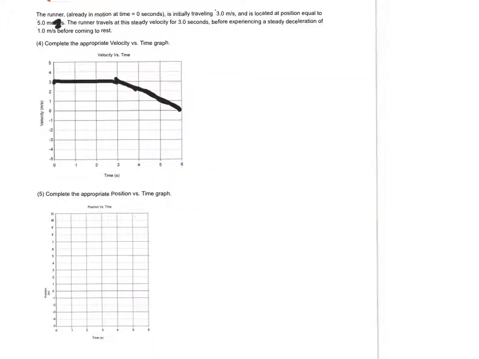Our position versus time graph, a little bit more complicated. We begin at negative 5 meters at time equals 0. And we experience a constant positive velocity for the first 3 seconds of positive 3 meters per second, which means we end up at position negative 2, and then we end up at position positive 1, and then we end up at position positive 4. So let's see if we can get that diagram for you there. That's pretty good. All right.